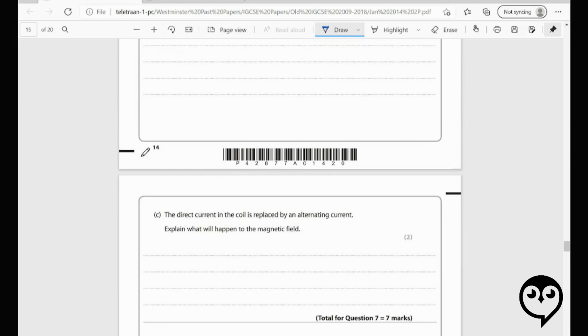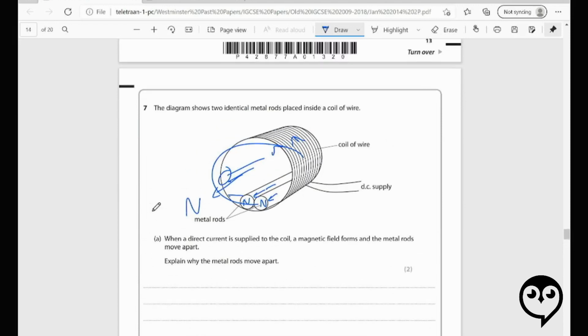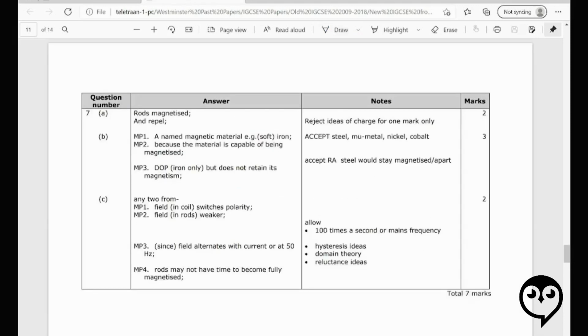The direct current in the coil is replaced with an alternating current. What will happen to the magnetic field? Well, that's interesting. The magnetic field will also alternate, but that will still mean that these rods will change their magnetic polarities at the same time. So they'll still move away from each other. What do we got? Rods are magnetized and repel. I went into a little more detail than that, but that's basically it. Soft iron, because it's capable of being magnetized, but does not retain the magnetism.